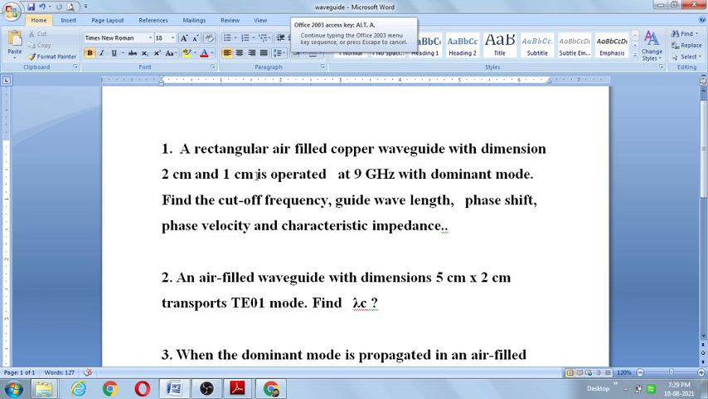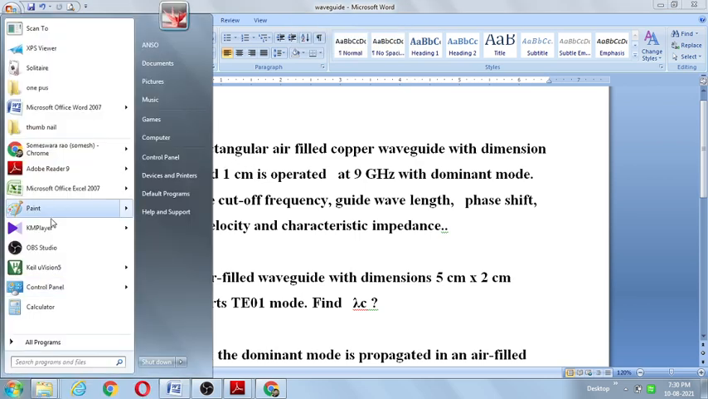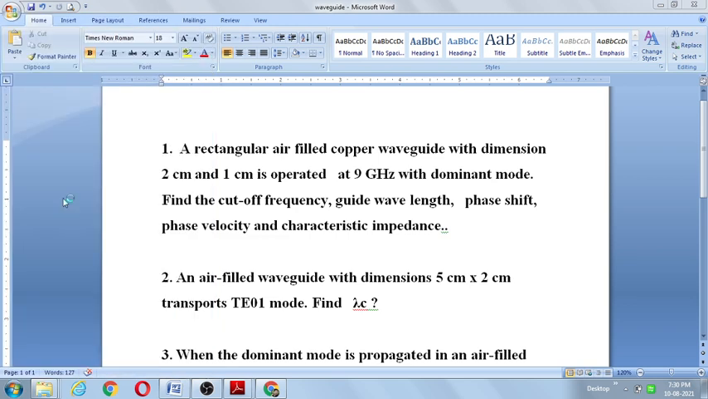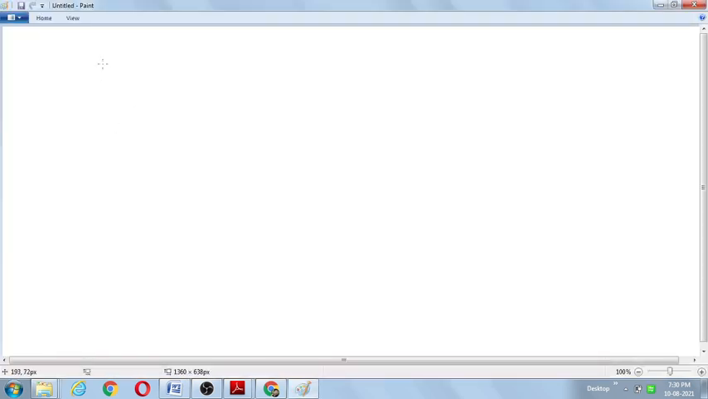A rectangular air-filled copper waveguide with dimensions 2 centimeters and 1 centimeter. So that means small a is equal to 2 centimeters and small b is equal to 1 centimeter. Okay.